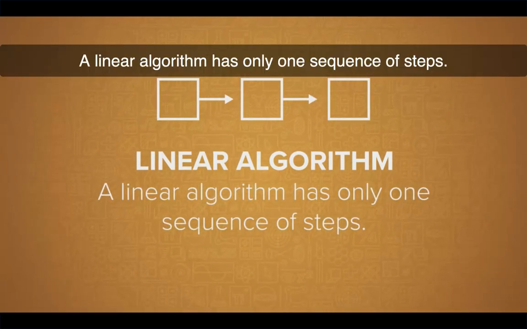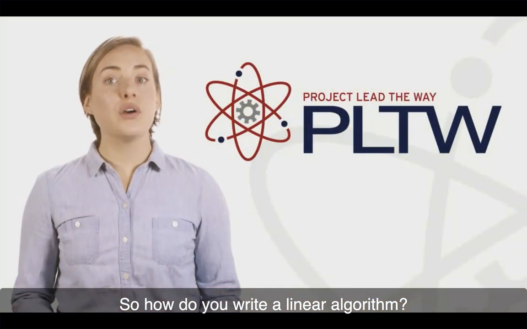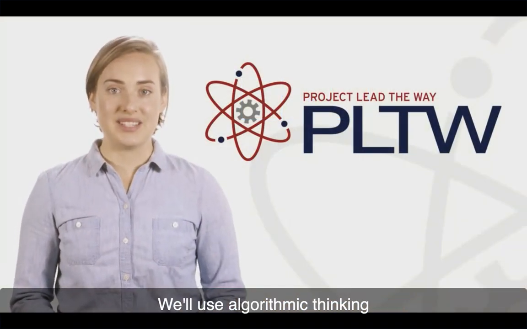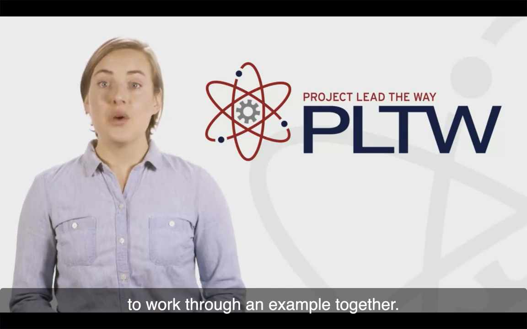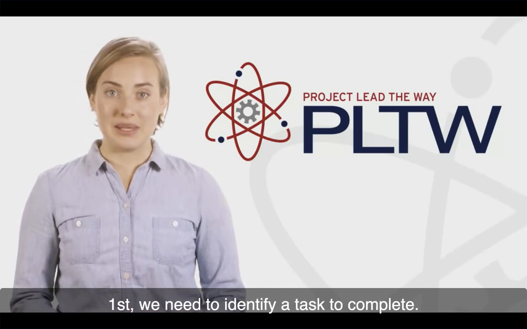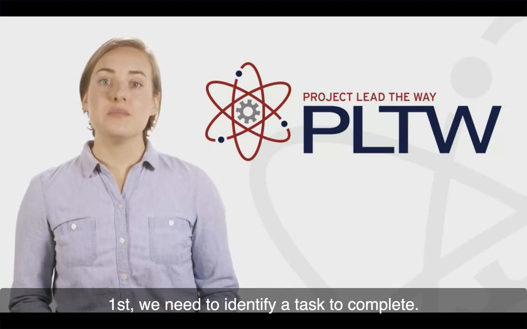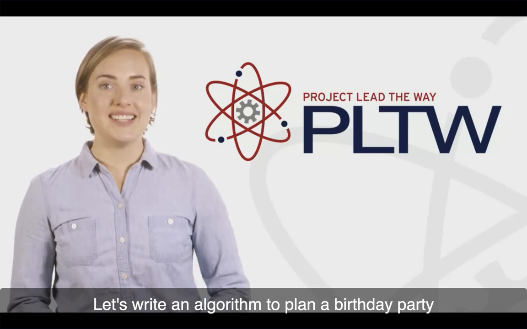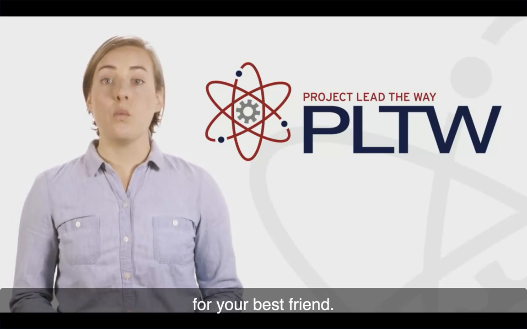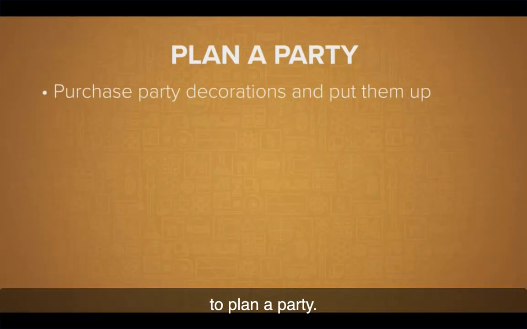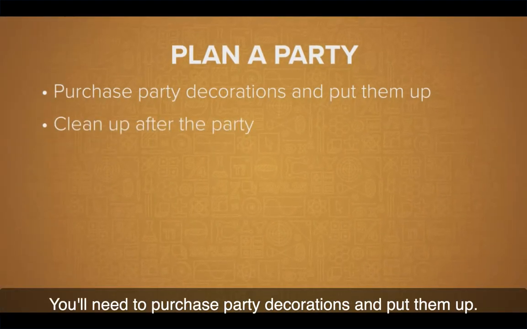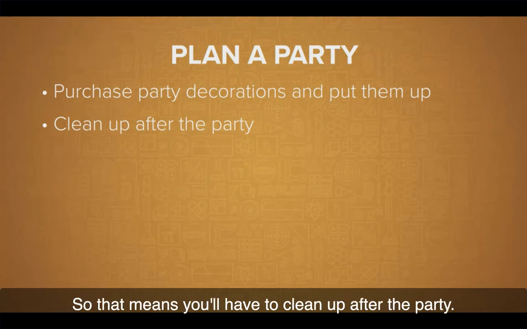So how do you write a linear algorithm? We'll use algorithmic thinking to work through an example together. First, we need to identify a task to complete. Let's write an algorithm to plan a birthday party for your best friend. Take a moment to think about what you need to do to plan a party. You'll need to purchase party decorations and put them up. So that means you'll have to clean up after the party.